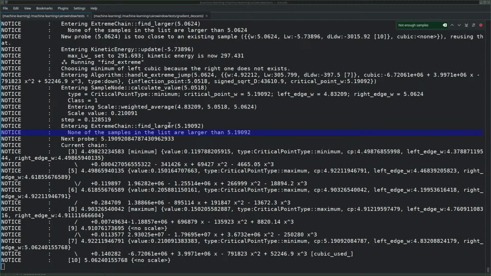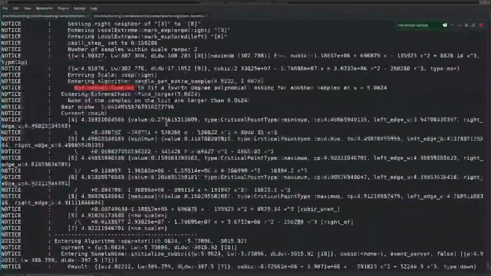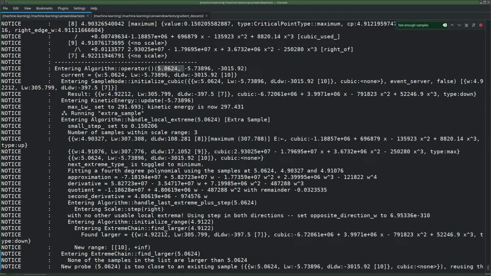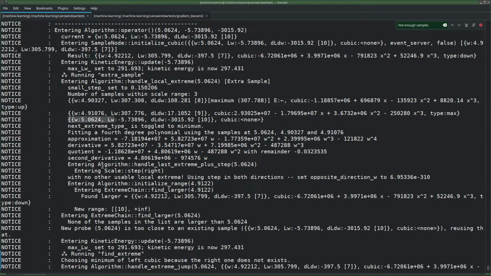So if we look at the output. So we were here. Then we did get a new point. Getting extra sample and the local extreme again. Number of samples within scale range 3, including a new one. Extreme type toggle to a minimum, fitting fourth degree polynomial using those samples. Approximation, derivative, quotient, second derivative. And the last extreme plus step.